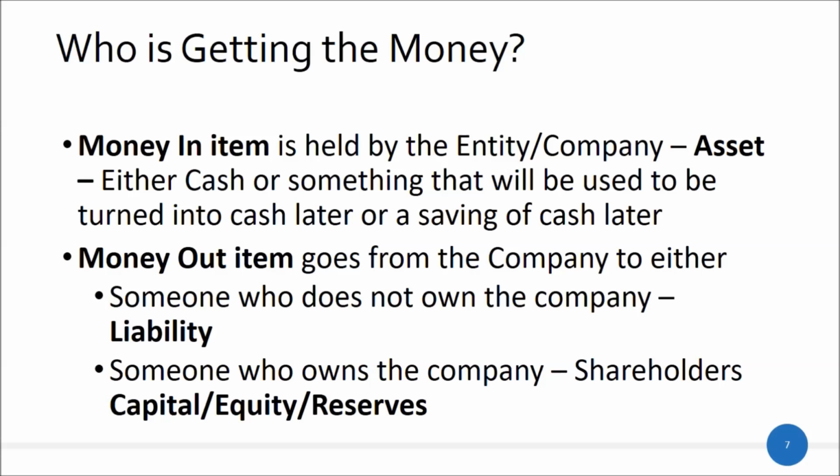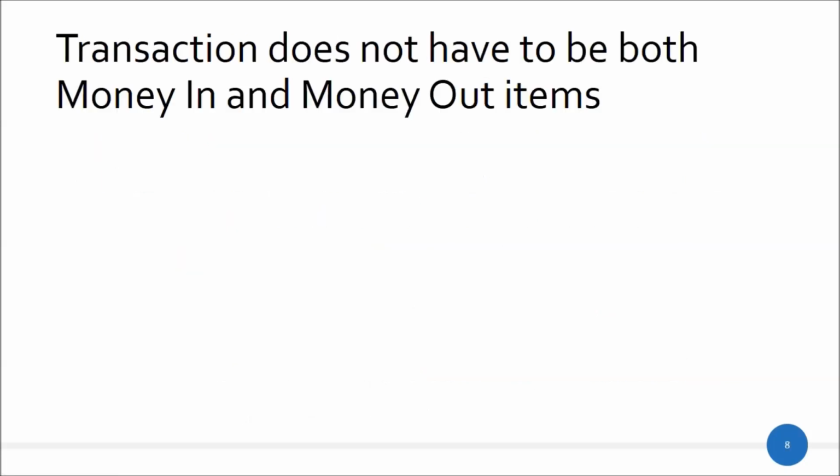We also have someone who owns the company, and they're the shareholders, and they can be called shareholder capital, just capital on its own, equity, reserves. So this money coming in, our water going into the bath, those are assets. That's our cash, it's our cash or future cash. They're going into the bank. They're assets. Money out, the water coming out of the bath, it's either going to go to people who don't own the company, the liabilities, or somebody who does own the company, our shareholder capital.